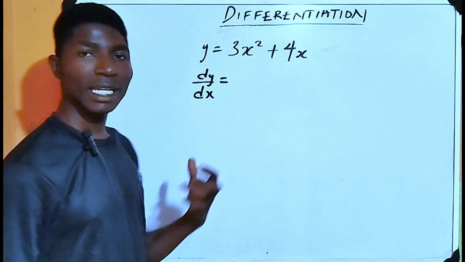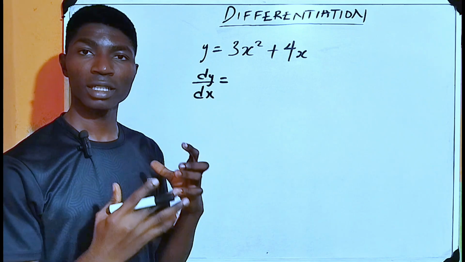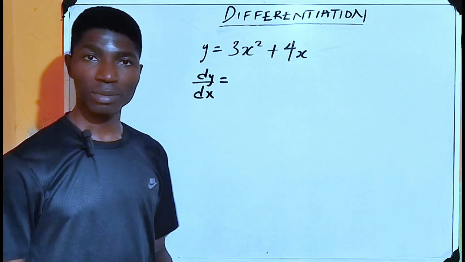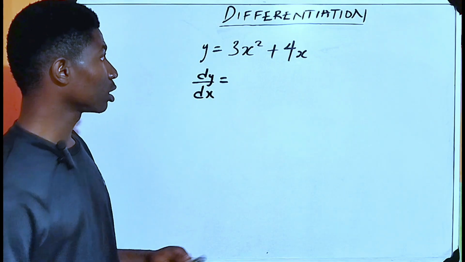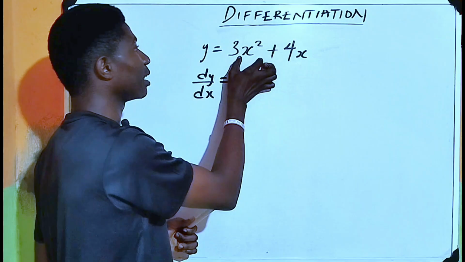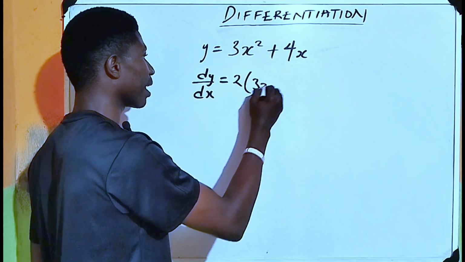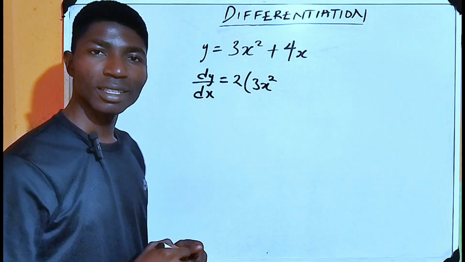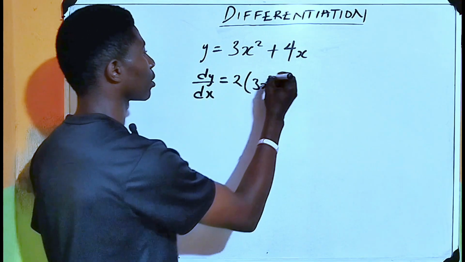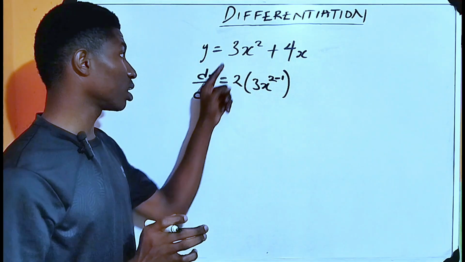Now, applying the method for differentiating an equation in my previous video, I did mention two steps. The first step is to take the power, which is 2, and multiply it by this whole term. So I have 2 times 3x squared, right? Now the second step is to subtract 1 from the power. And that is all for differentiating this first term.